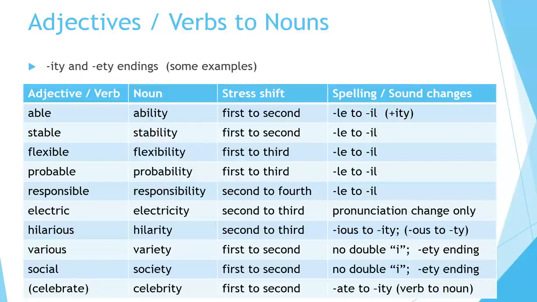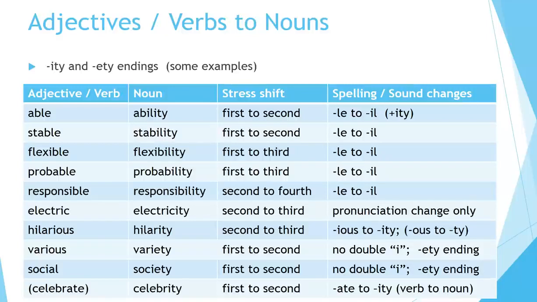Able, ability. Stable, stability. Same pattern. First syllable to second syllable for the stress. LE to IL. Let's look at the next three. Flexible, flexibility. First syllable to third syllable. Again, LE to IL before ITY. Probable, probability. Stress shift from the first to the third syllable. LE to IL.